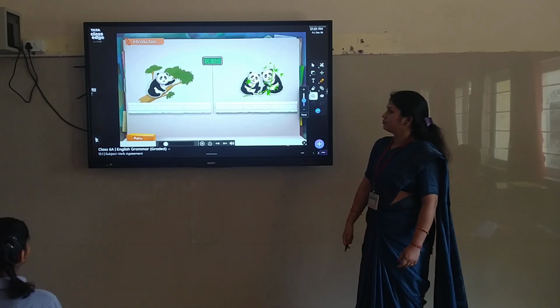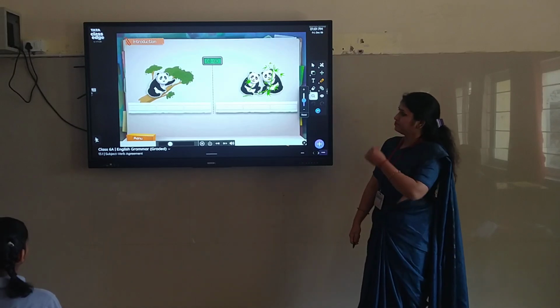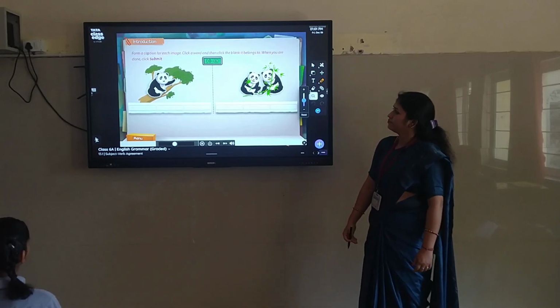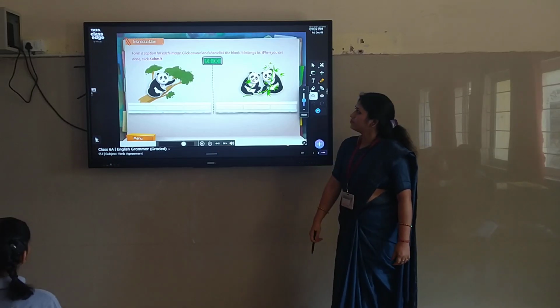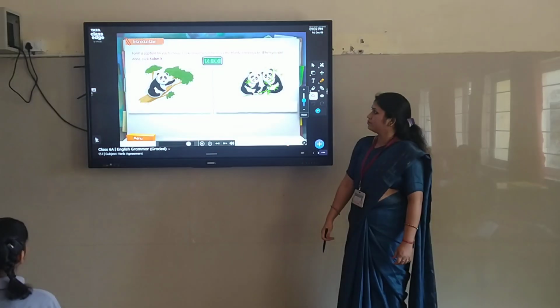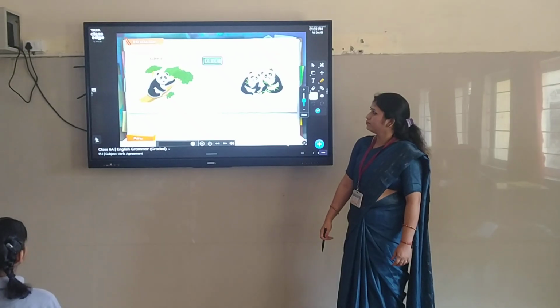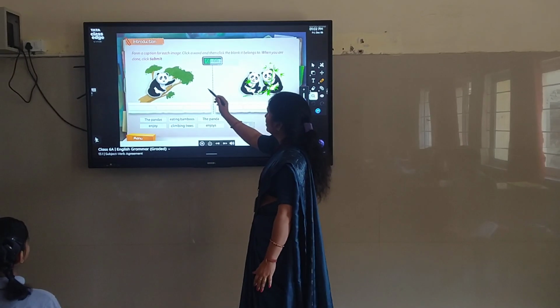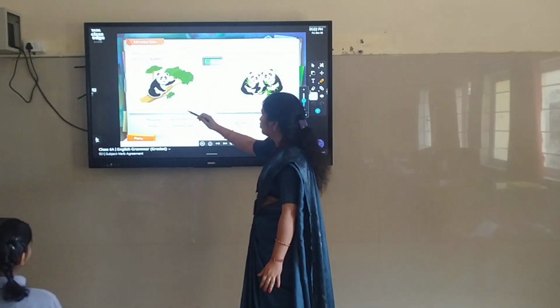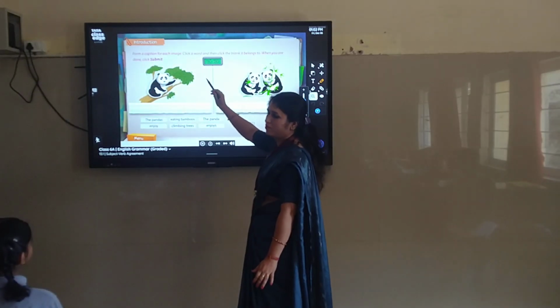The captions for these pictures are all jumbled up. Form a caption for each image. Click a word and then click the blank it belongs to. When you're done, click Submit. Your time starts now. Basically, you have to click here. There are certain words given. You have to choose the correct word for the blank.